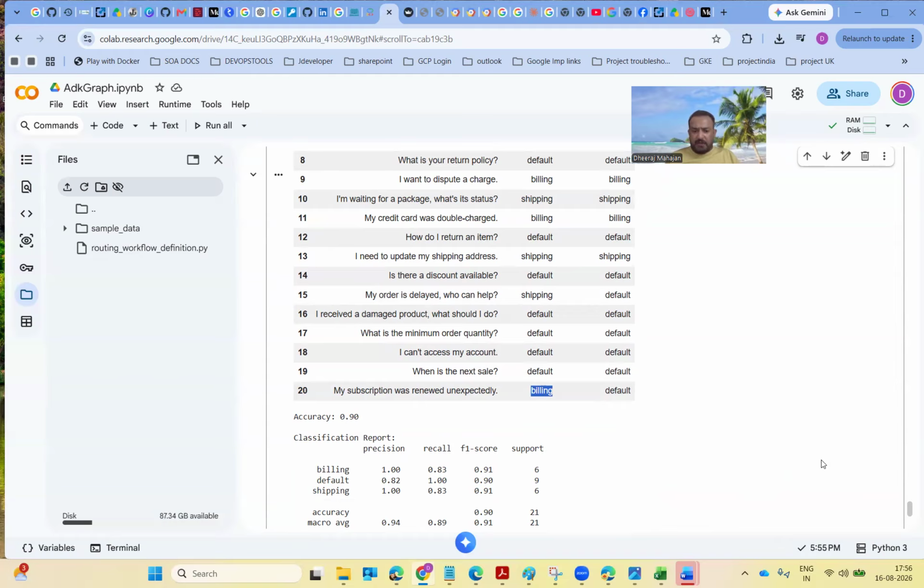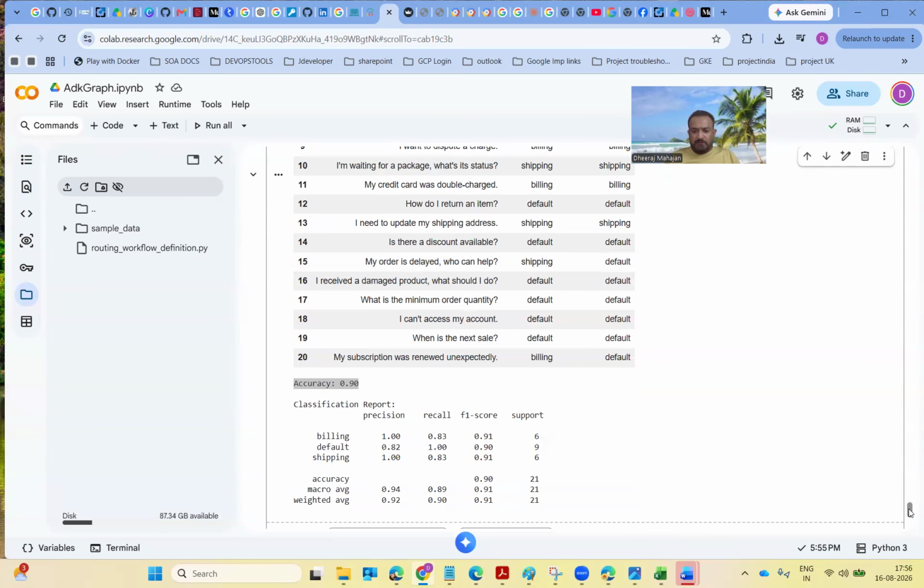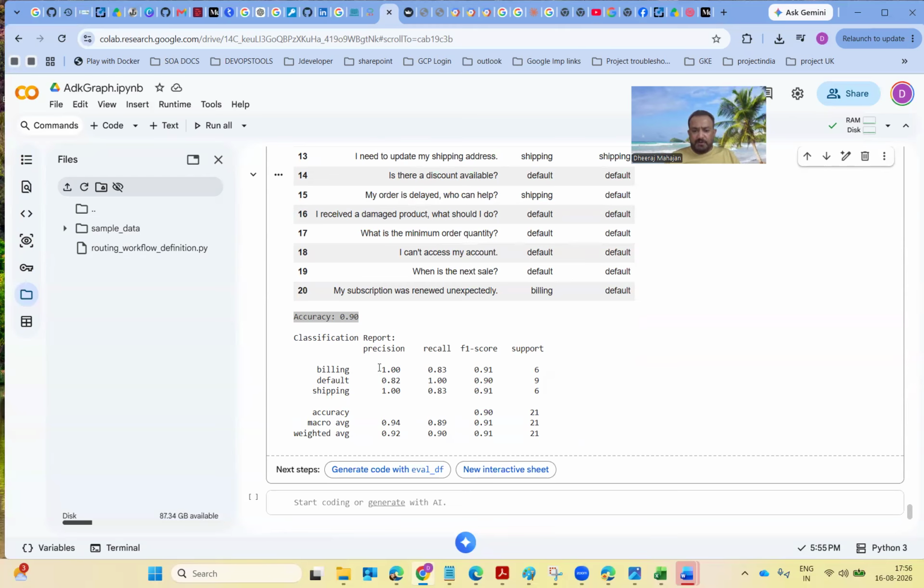So based on that, the overall accuracy is 0.90, right? And we got the scores: precision 1, recall 0.83, F1 0.91, and support 6. For a different agent, the shipping agent, we got a precision score of 1, recall 0.83, and F1 score 0.91. Similarly, we also got the micro average and weighted average. On average, the F1 score of the three agents is 0.91. So with this, we are good to go with production.